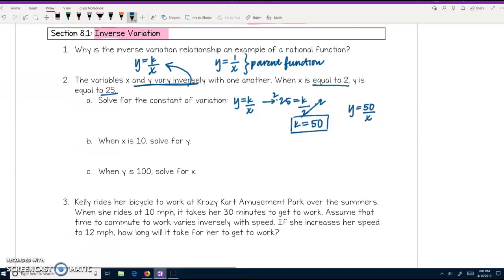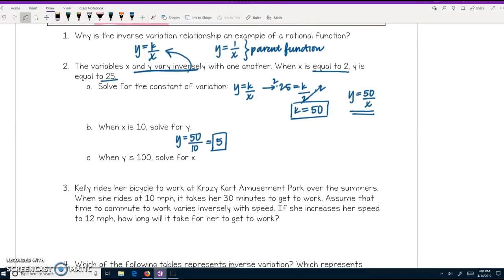When x is 10, solve for y. So I'm just going to take this equation here and plug in 10 for x. So I'll have y is equal to 50 over 10. So my y value is going to be 5. And then it says when y is 100, solve for x. So instead of plugging in for x this time, still using this equation up here, I'm going to plug in for y. So I will have 100 equals 50, oops, not 500, 50 over x.